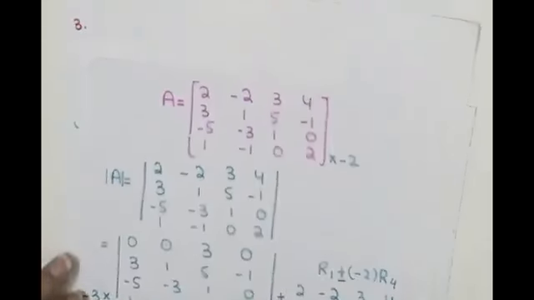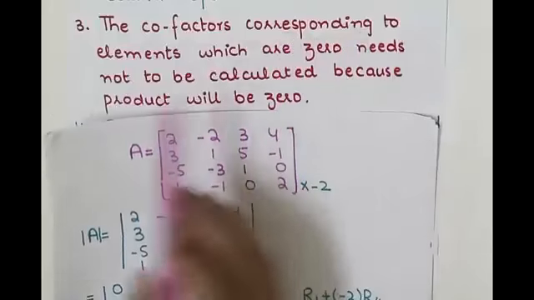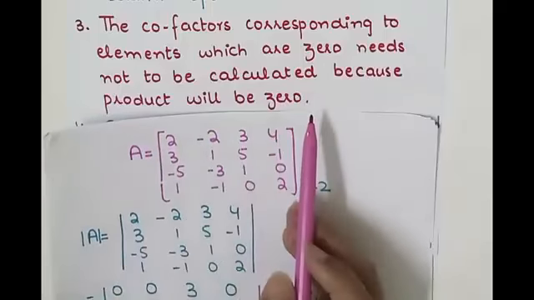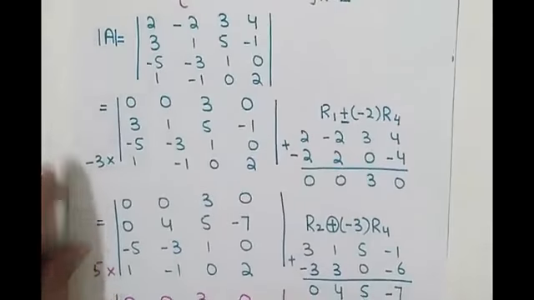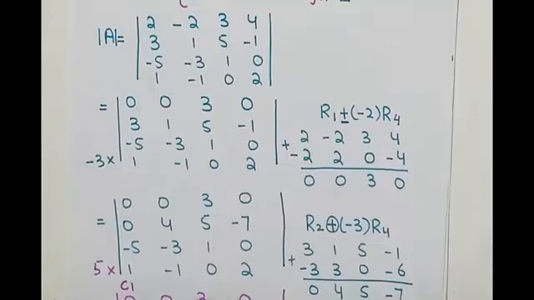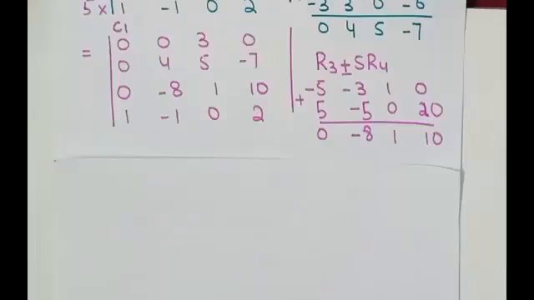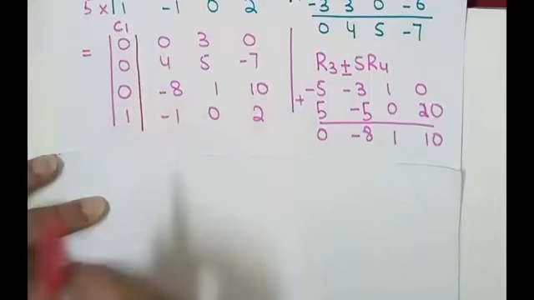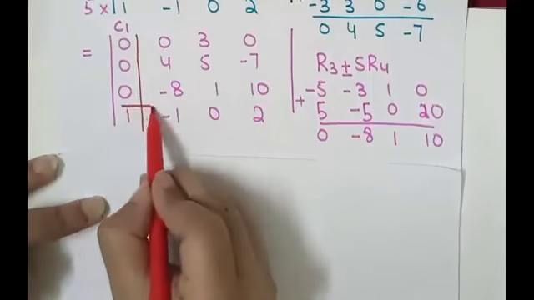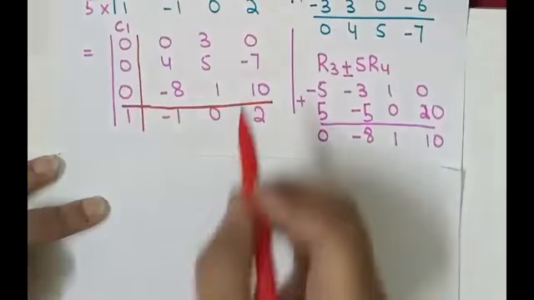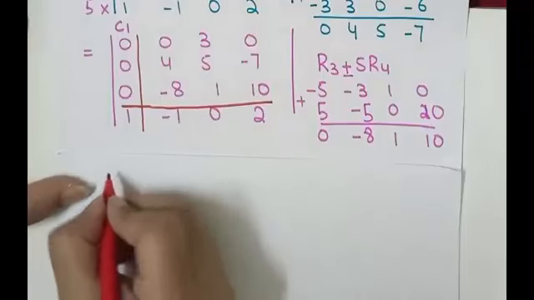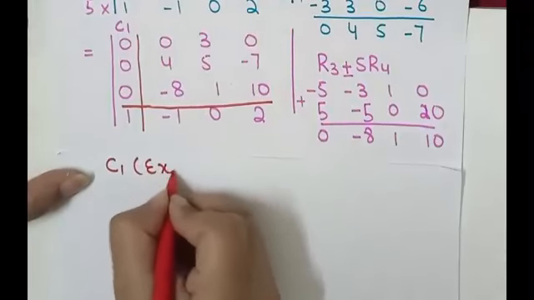Next, the cofactors corresponding to the elements which are 0 need not be calculated because the product will be 0. So now we will expand through column 1 and we will not calculate the cofactors of these zeros. Expanding through column 1, we will skip this first column and this last row. Now we have this 3 cross 3 matrix.